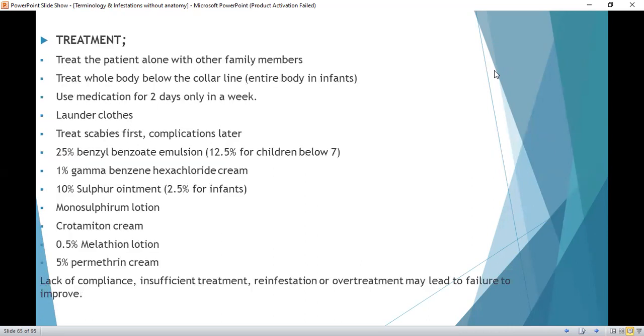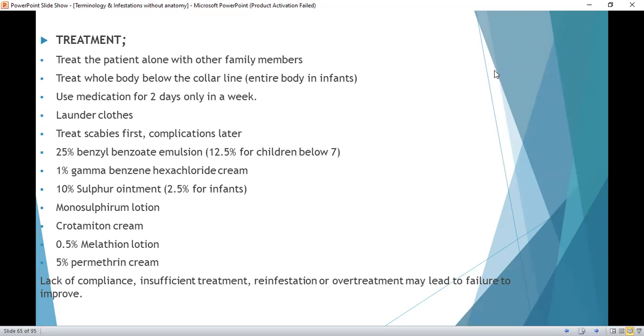Treatment: treat the patient along with other family members. Treat the whole body below the collar. Use medications for 2 days only in a week. Launder clothes. Treat scabies first. Treat scabies and complications both. It's basically, it depends on the condition of the patient.